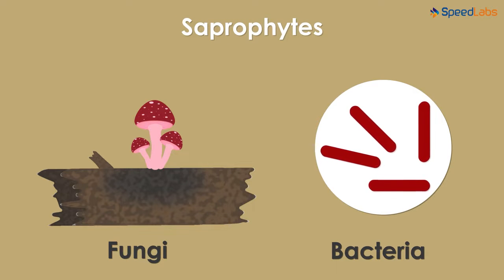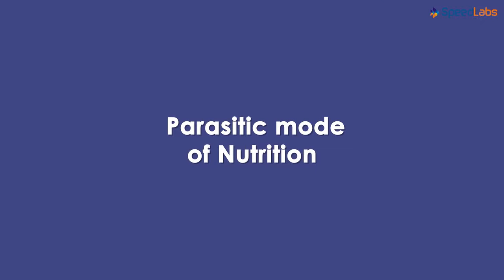Now that we're done with the first type, let's move on to the next type, that's the parasitic mode of nutrition. We will get to know this type in detail in the next video.